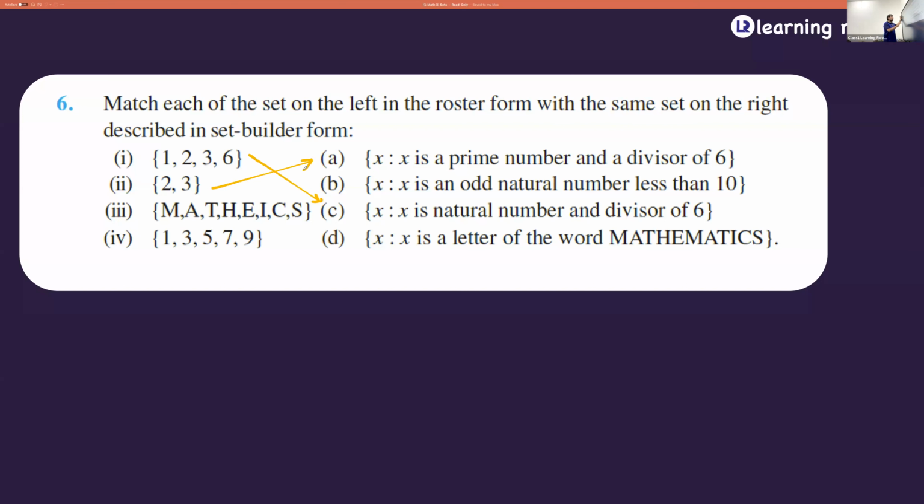So here, why did we not take this into consideration? Because they use the word prime number. 1 is not a prime number. At the same time, 6 is also not a prime number, right? So M, A, T, H, E, I, C, S. They are obviously from the letters, so they are the letters of the word mathematics. 1, 3, 5, 7, 9. Simple.